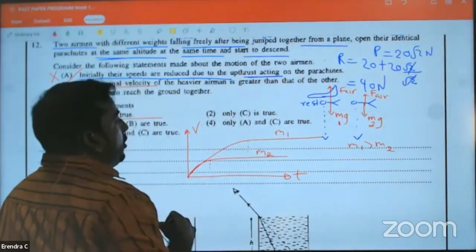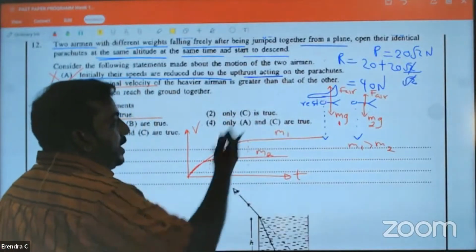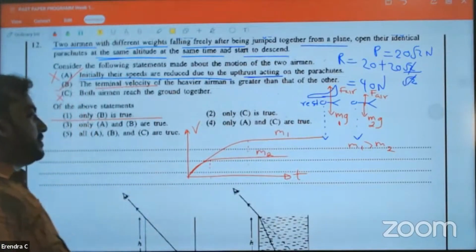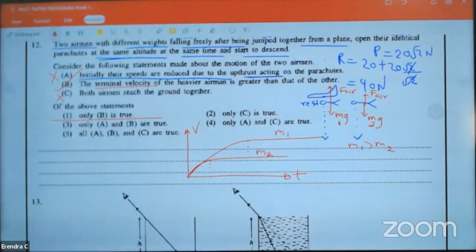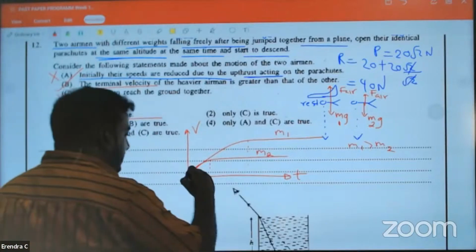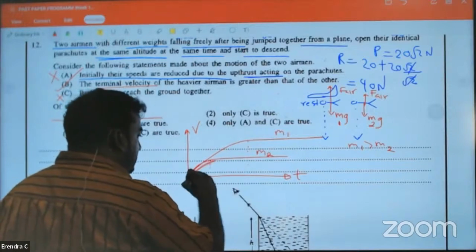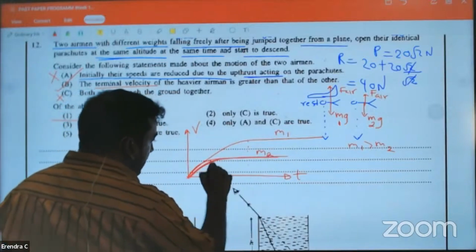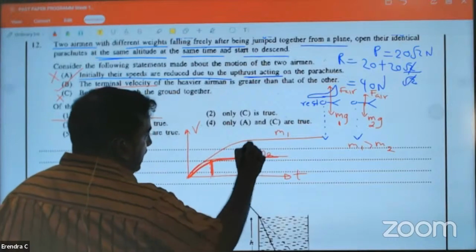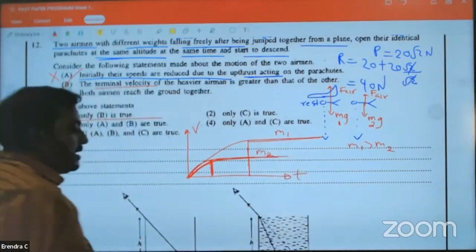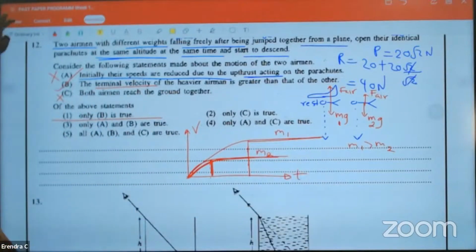Greater the terminal velocity, quicker it will reach the earth. So the accelerations are different. Somewhere like this, but in a shorter time it reaches terminal. Longer time it will reach terminal. Okay, no? Right.